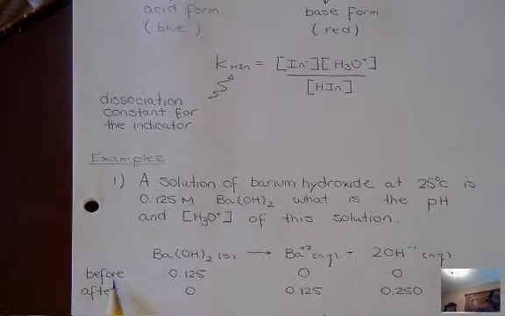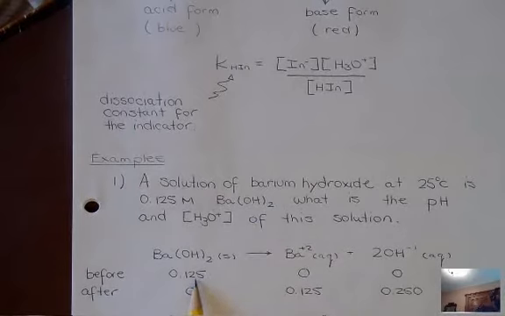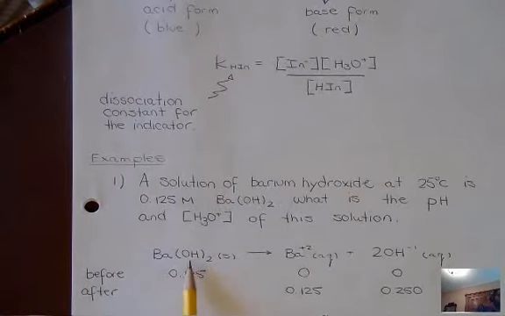So instead of doing an ICE table of initial, change, and equilibrium, we're just going to do a before and after table. Okay, so before this starts to dissolve, I have 0.125 moles per liter of barium hydroxide, and before it starts to react, I have 0 of this and 0 of this, so it has to go to the right. Since this is a strong base, it's going to go completely to the right. I'm going to use up every last bit of the barium hydroxide. So after the chemical reaction is done, this is going to go down to 0.